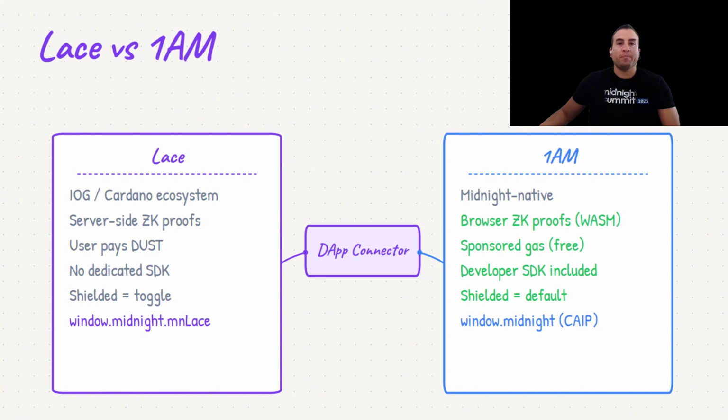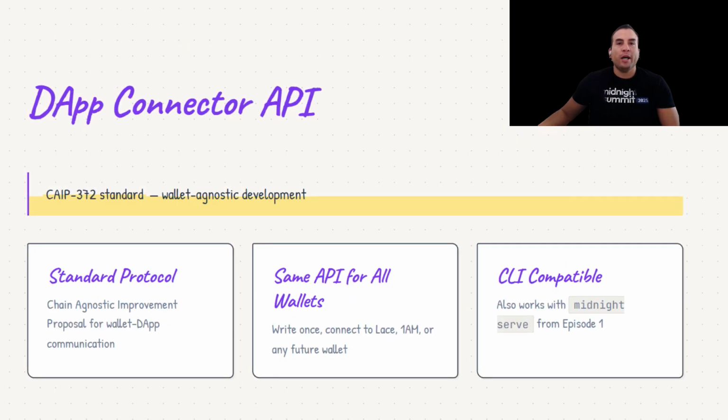Connector API, the center box. That's what makes your life easy. You write your DApp code once, and it works with either wallet or both. The DApp Connector API follows CAIP 372. That's the Chain Agnostic Improvement Proposals. It's a standard protocol for how apps communicate with wallets. You write your DApp code once, and it works with Lace, 1AM, or any future Midnight wallet that implements the standard.